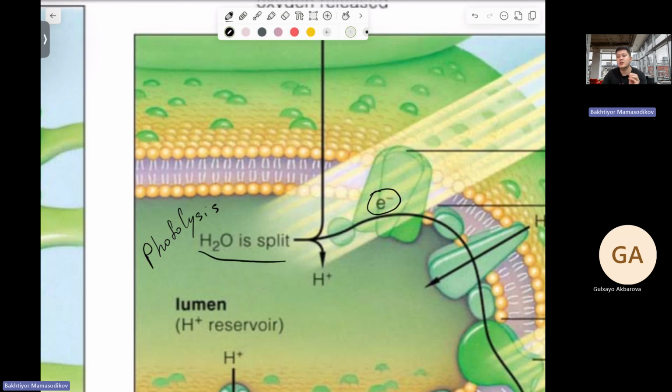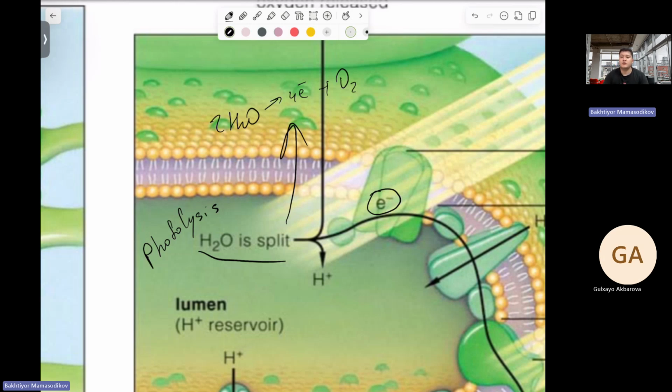Okay? And oxygen is released as a waste product here. We don't need the oxygen. So how is water splitting happening? Imagine two water molecules split, four electrons are released, and an oxygen molecule will be released as well. Okay, this is how the splitting happens.